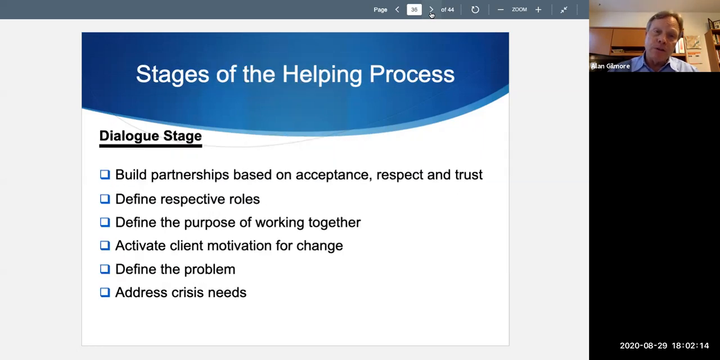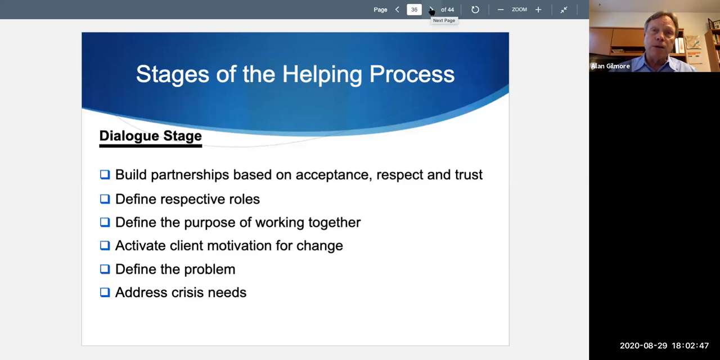So here's the first of the various stages of the helping process. It's called the dialogue stage. And here you're establishing a partnership with the individual client. There's issues of acceptance, respect, and trust. You're defining each other's roles. You're defining the purpose for working together. You're motivating the client for change. You're helping the client define the problem, and you're addressing what crisis needs might be happening.